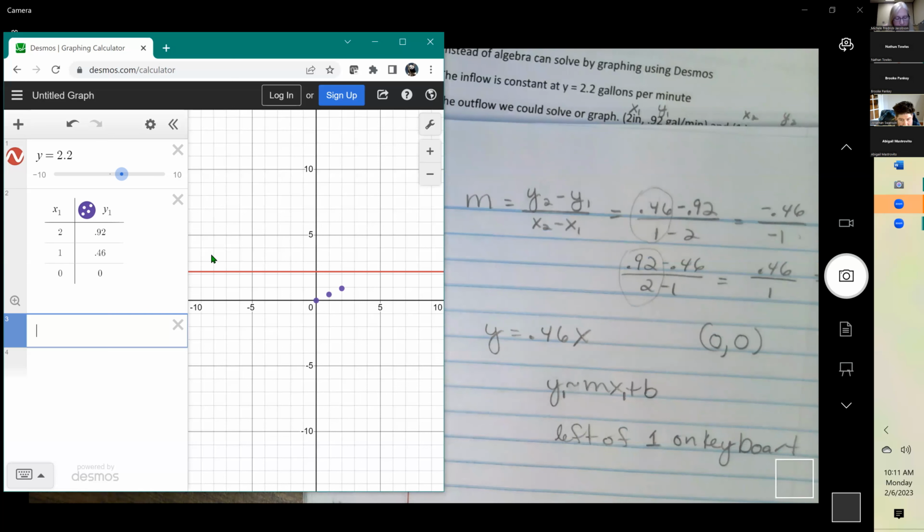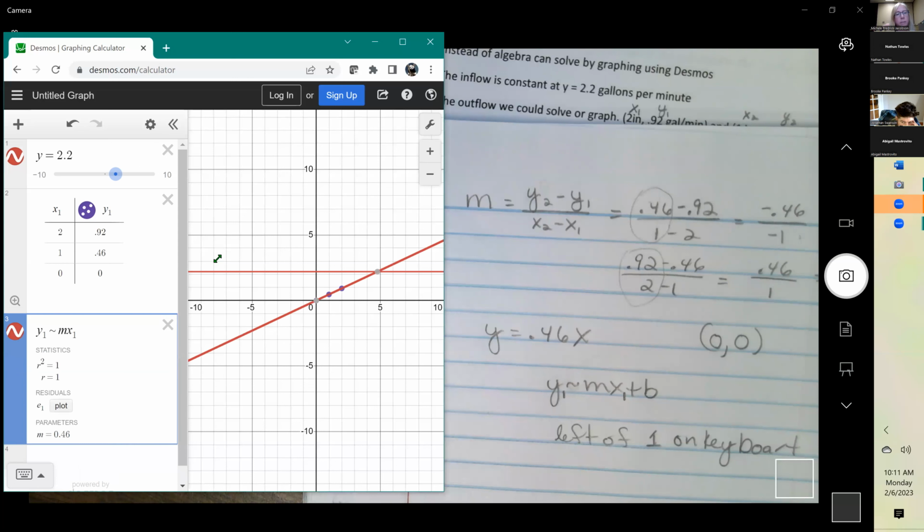So we're going to type that. We're going to type y. Now you don't have to get it to go down. If you hit 1, it automatically goes down. So y1, and then to the left of your number 1, you have to hit shift and that key. mx1. And we don't really need b.